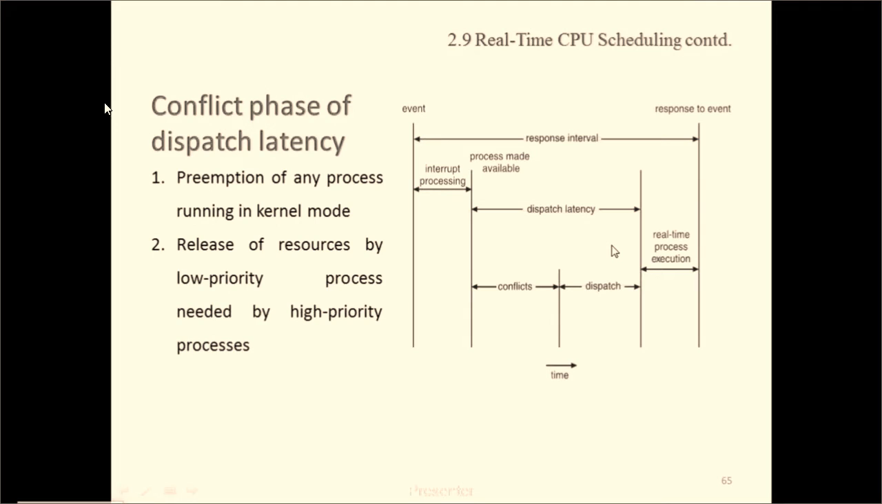Okay. Now the conflict phase of dispatch latency is another terminology. Now what is conflict? The question is, is it necessary that a process must always be forced to preempt only on arrival of an interrupt? Well, not necessarily. It might happen that a process is running. In its lifetime, it keeps on requesting different resources, holds the resources until it is done with the resource usage, and then returns the resources to the system.